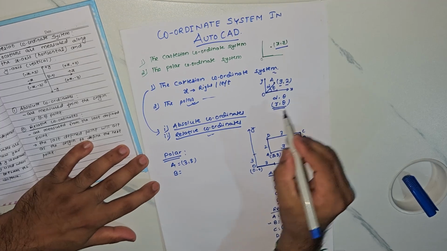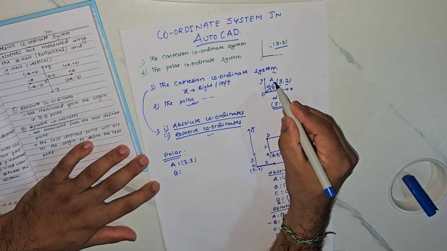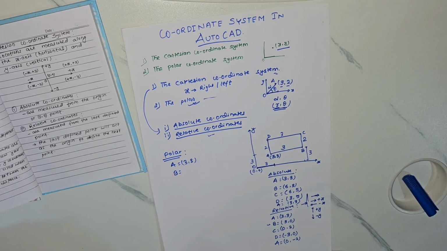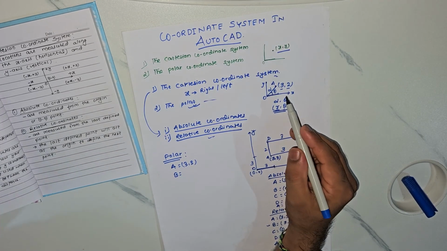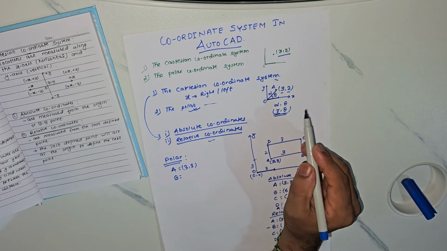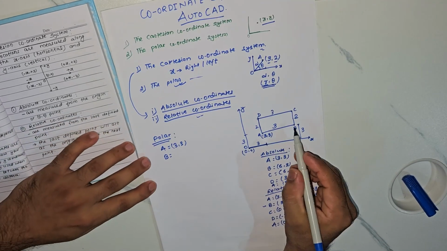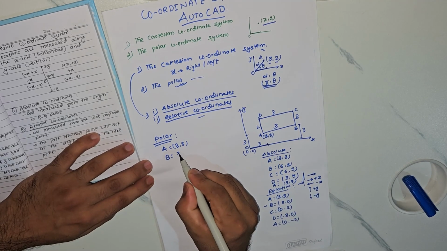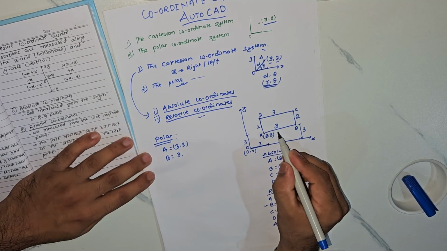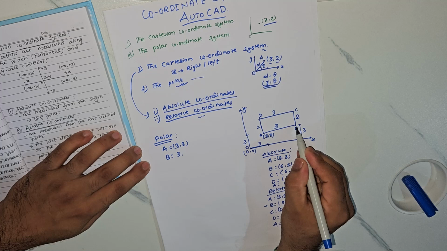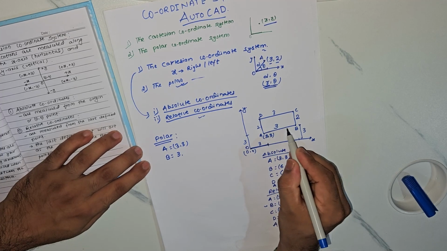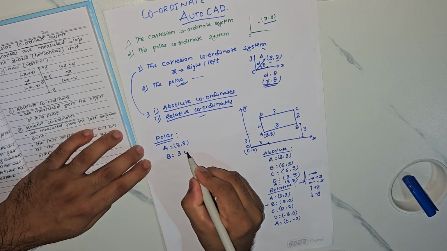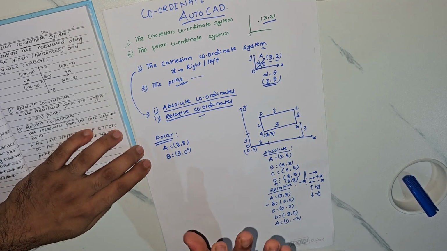What I have told you, in the polar coordinate system we require a distance and the angle, not the x and y. The distance may be inclined, horizontal or vertical, any, and theta may be anything. So B is covering the distance of 3 and the angle from A. If you see the line AB, the angle that it is making with the horizontal will be 0 degree. So 3 comma 0 degree.